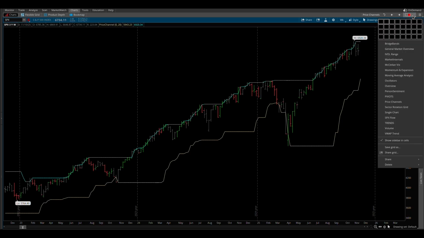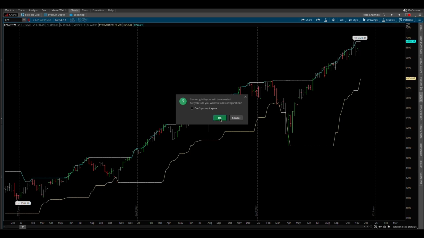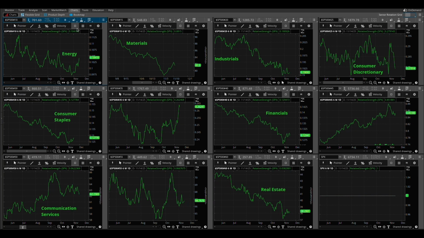Another thing I like to use is a sector rotation grid. So I like to look at these. This is just relative strength to the SPX over here. As you can see, energy has been trying to make a move.